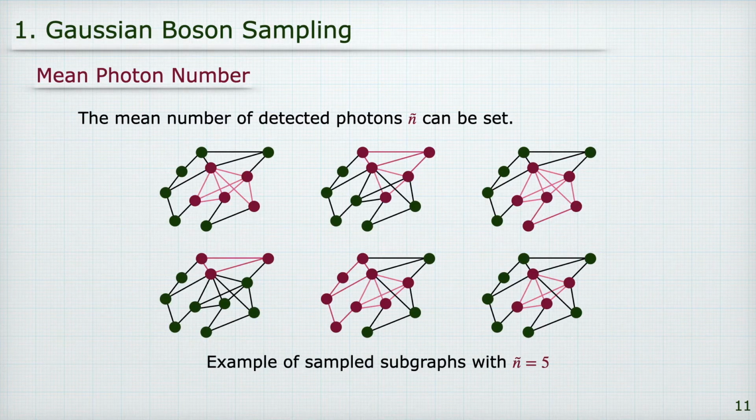There is another parameter that influences GBS: we can set the number of photons detected on average, that is, the average size of the sampled subgraph. Those red subgraphs in the example are what GBS would return if we set the mean photon number equal to 5. So if one wants to find the densest subgraph of size 5 using GBS, then the mean photon number should be set to 5.